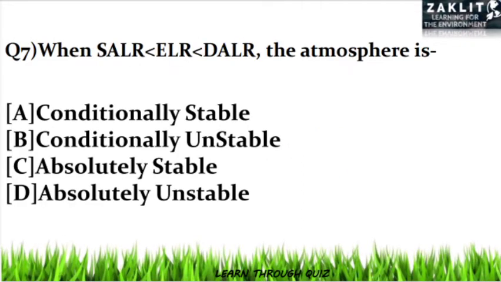The seventh question was related to the atmospheric condition in which it was asking when the ELR, that is environmental lapse rate, is in between the saturated adiabatic lapse rate and dry adiabatic lapse rate. The correct option will be option number B. The situation in atmosphere will be conditionally unstable. Let's move on to the eighth question.